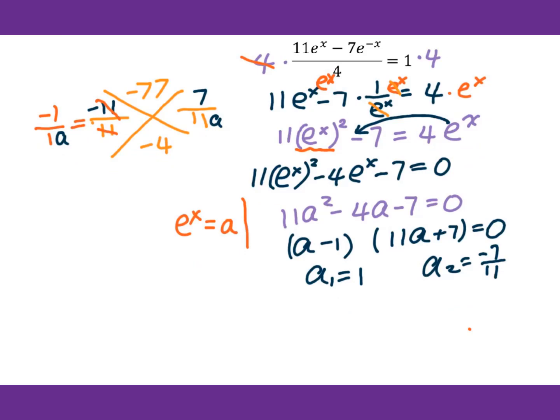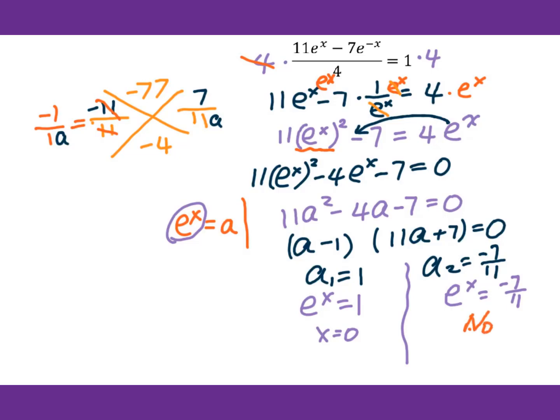Then we need to plug e to the x power back into this solution. So we get e to the x power equals 1, x equal to 0. E to the x power equals negative 7 over 11. E to the x power can never be negative, so here's no solution. Only solution will be x equal to 0.